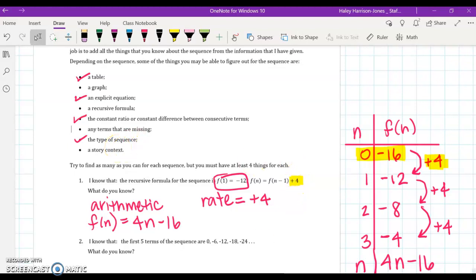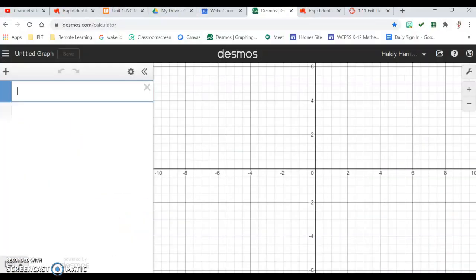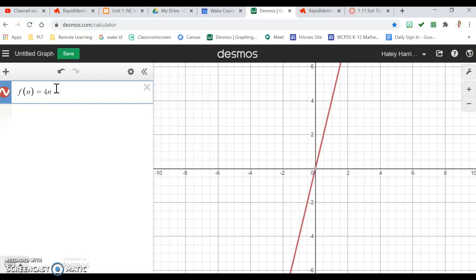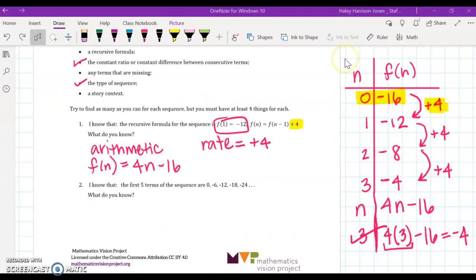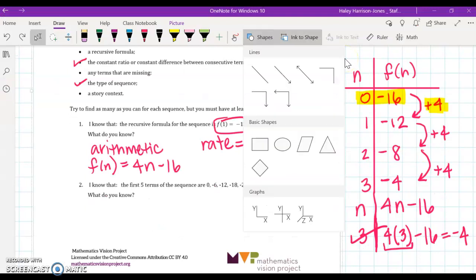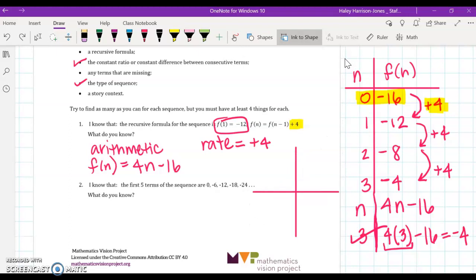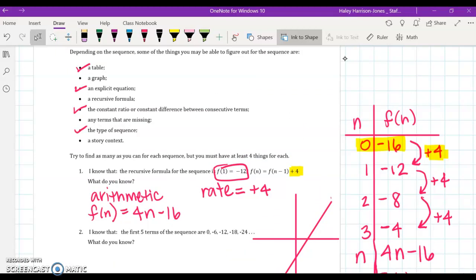I can make a graph of this using Desmos. It would look like this. f of n equals 4n minus 16. Now that I know what my graph looks like, I could sketch it. I know that it's a positive slope with a negative y-intercept. So I sketched my graph.